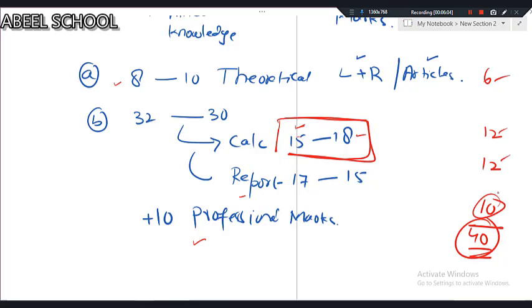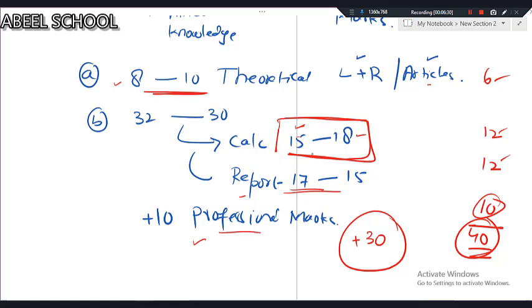In fact, if I go more on a conservative side, to be very honest, if someone can manage to get just 30 plus marks in section A, automatically the chances of passing the paper become very, very high. But in order to get 30 plus marks, you must be really good in part A of this question, L plus R and article. You must be really good in report, of course, and you must be really good in professional marks. In calculation, if out of 15 or 18, you can get around 10 to 12 marks, still you will be able to get really good marks.